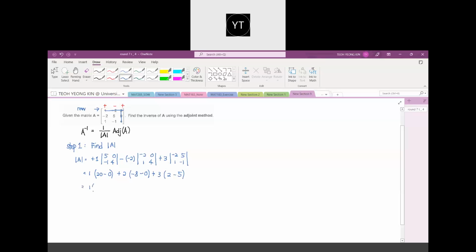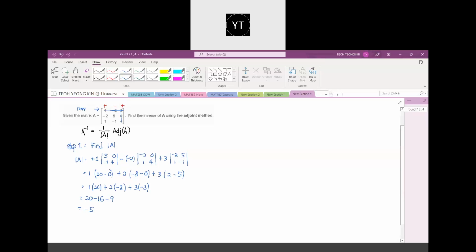So simplify this. 1 times 20 plus 2 times negative 8 plus 3 times negative 3. 2 minus 5 is negative 3. So next we try to get the value. 1 times 20 is 20. This one is minus 16 minus 9. So 20 minus 16 minus 9. Here we have 20 minus 16 is positive 4. 4 minus 9 is negative 5. So first we get the determinant.